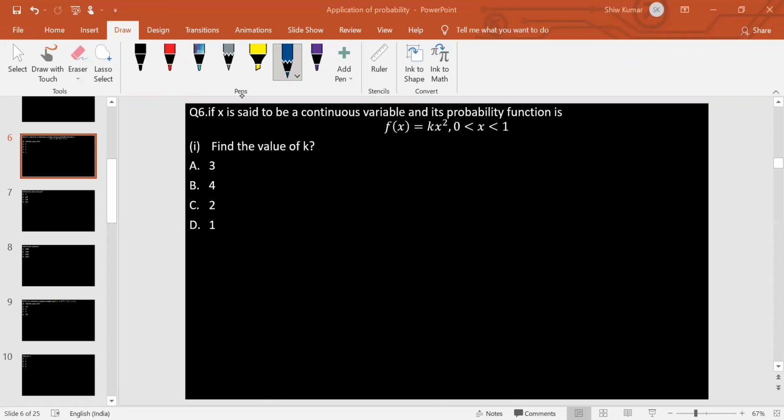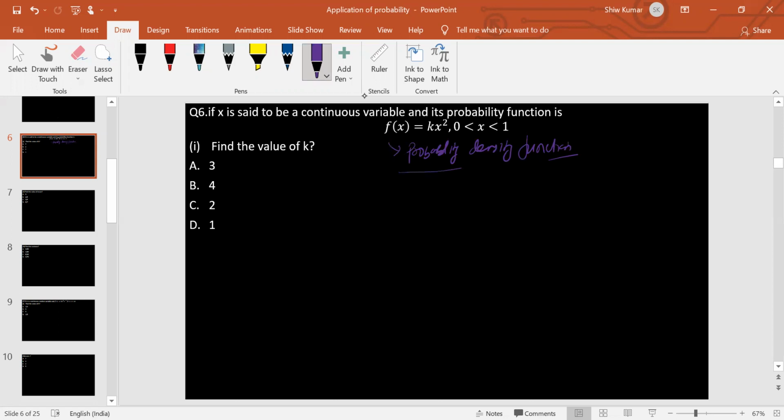See, we have one question here, question number 6. If x is a continuous variable and its probability function is f of x equal to kx square, where x is lying between 0 to 2. So this f of x is called a probability density function. Whenever f of x is indicated, it means probability density function, and we are asked to find the value of k.